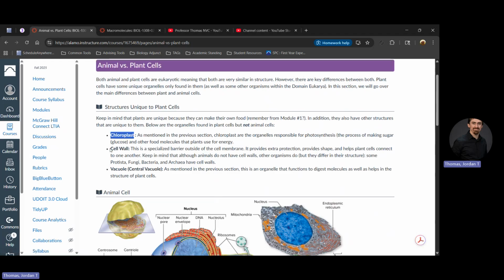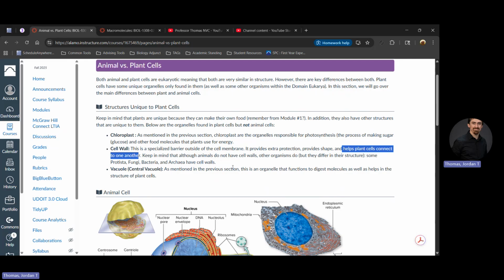Next is the cell wall. We talked briefly about the cell wall already. The cell wall is a specialized barrier outside the cell membrane. So you still have the cell membrane, and outside of it is a more rigid structure called the cell wall. It provides extra protection, provides shape for the cell, and helps plant cells connect to one another.